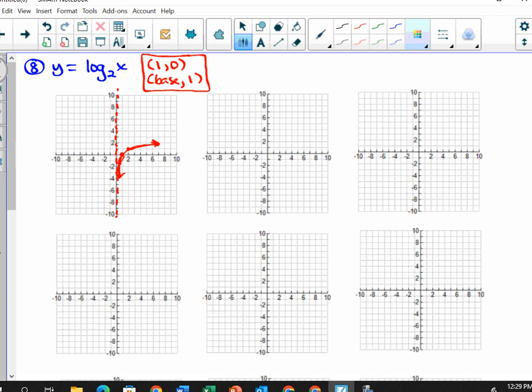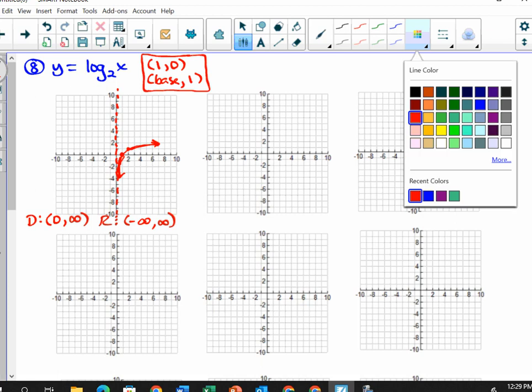So let's think about domain and range for this also. What is the domain of this graph? Good. What about the range? Negative infinity to infinity. Guys, remember we switched x and y. Remember how the domain for all exponentials was negative infinity to infinity? Now the range for all of our log graphs will be negative infinity to infinity, okay? It's just flipped.